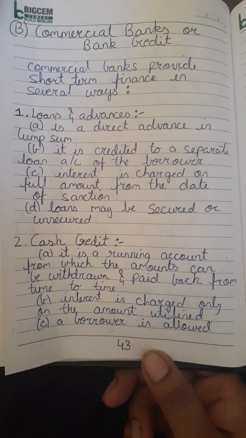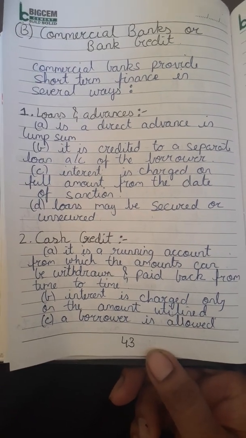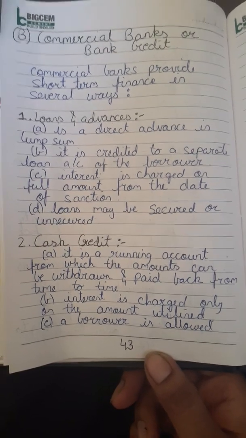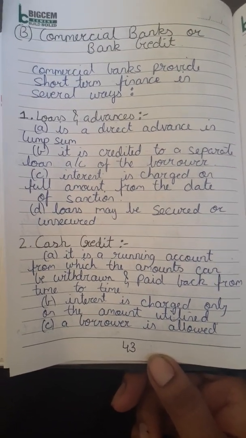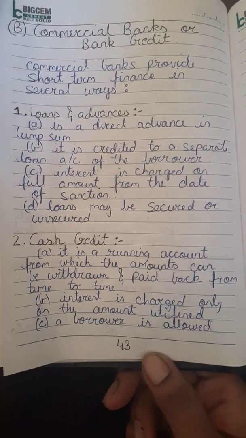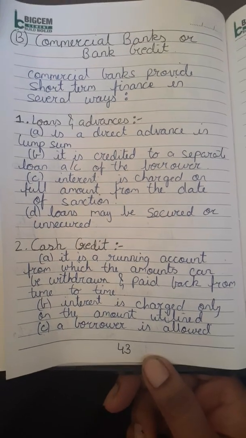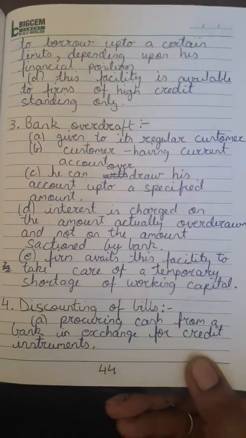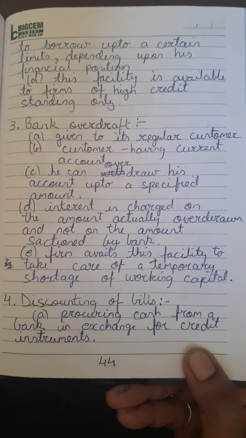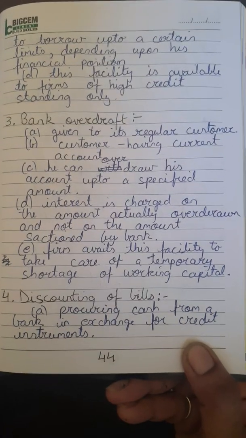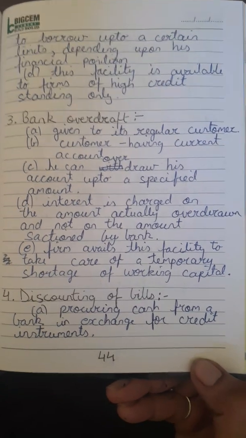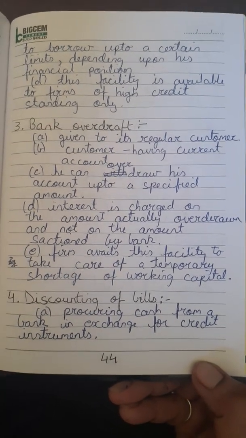Second is cash credit. It is basically a running account from which the amount can be withdrawn and paid back from time to time whenever it feels convenient. Interest is charged only on the amount utilized, and the borrower is allowed to borrow up to a certain limit which depends upon his financial position. But this facility is not available to everyone. This facility is available only to firms who have high credit standing.